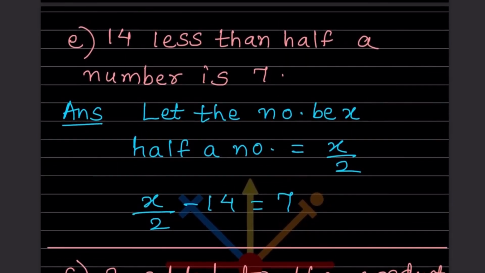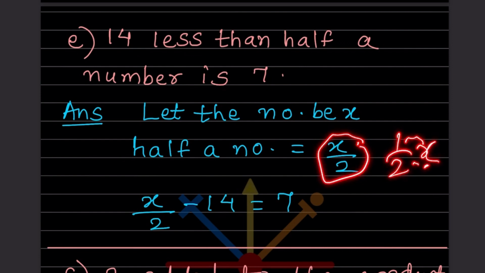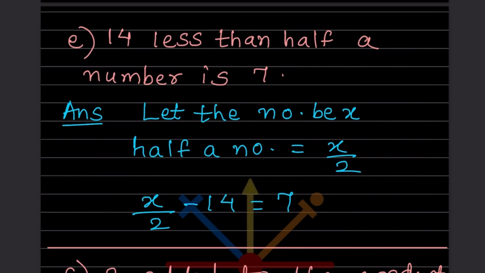So the next one, what does this say? 14 less than half a number is 7. Again we don't know the number, so let the number be x. Half a number means we can write 1 by 2x, or that is nothing but x by 2, since 1 multiplied by x is x. Both ways you can write. And "is 7" means is equal to 7. So here, 14 less than half a number: this is half a number, and from that you have to subtract 14. Less means you have to subtract. Is 7 means is equal to 7.